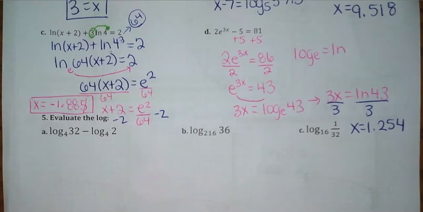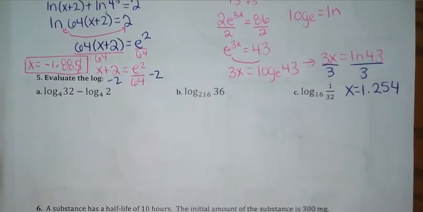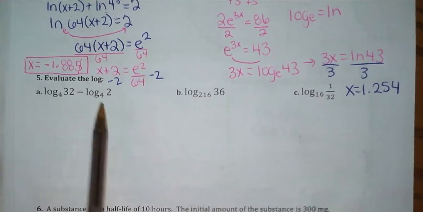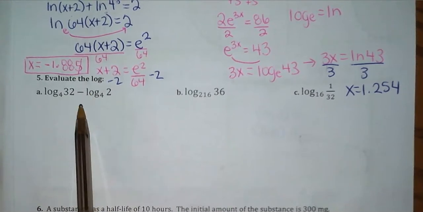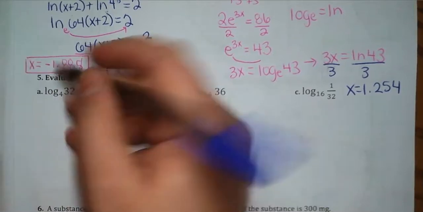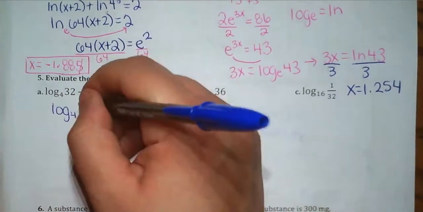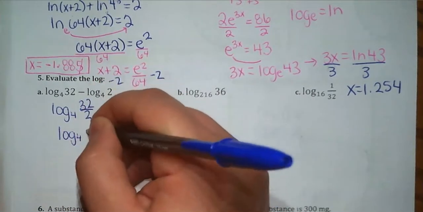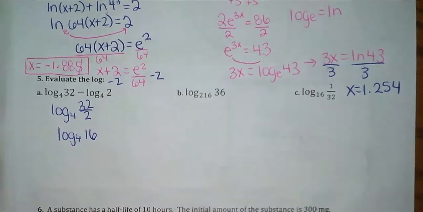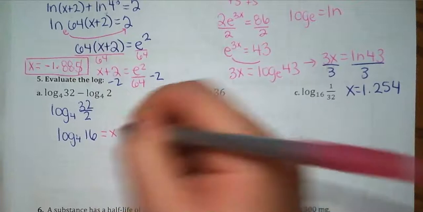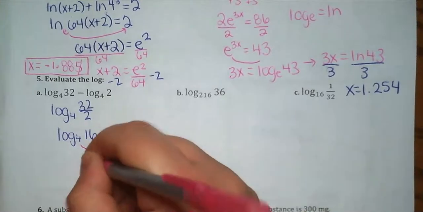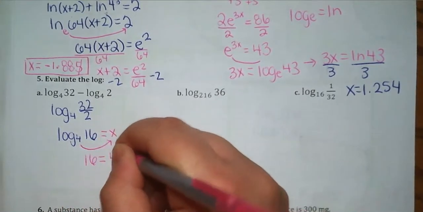Now, these last sets here in number 5, you would be expected to do without a calculator. And you can use any of the power and root references that you have here. So subtraction is going to get squished together as division. This will be the log base 4 of 32 divided by 2, which is 16. If you need to evaluate, what you want to do is just introduce an equal sign, set that equal to x, which gives you a spot to get rid of your log by changing this to an exponential. So this would be 16 equals 4 to the x.